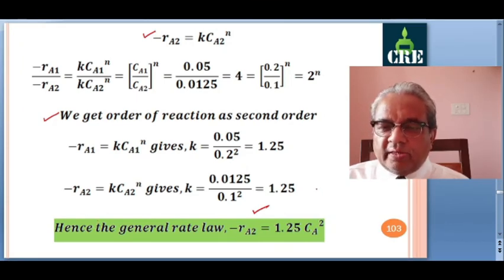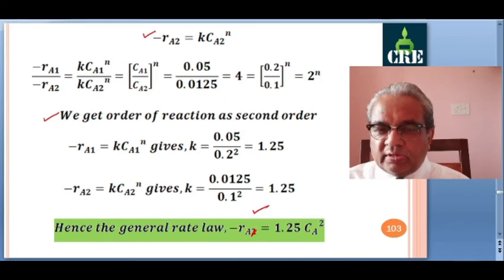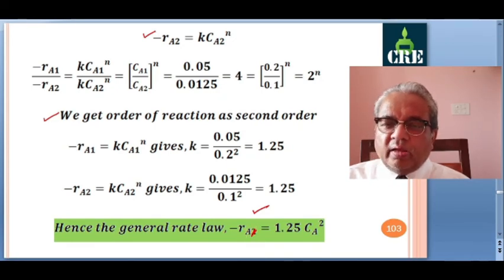So the rate law is minus Ra2 is equal to 1.25 Ca squared. You need not write this as minus Ra2. This is the same as minus Ra1 is equal to minus Ra2 is equal to minus Ra, you can say. So we will stop here and we'll continue with the remaining problems in our next lecture.